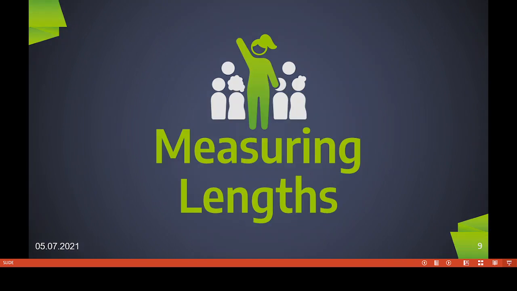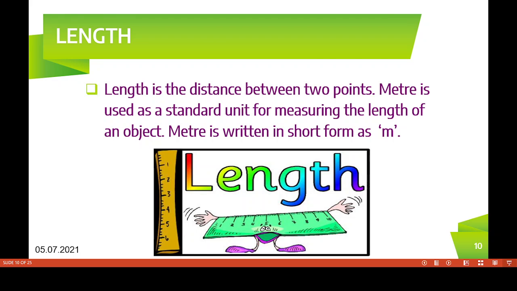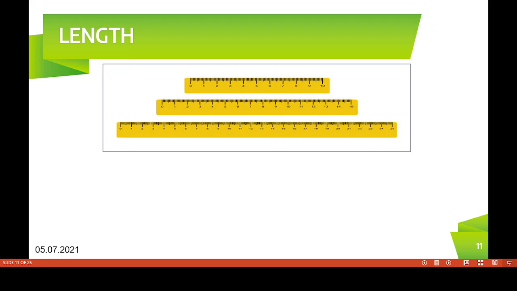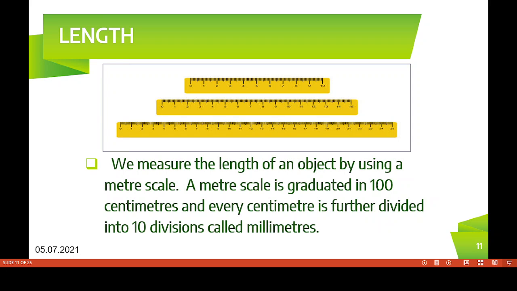Measuring length. Now we have to see the definition of length. Length is the distance between 2 points. Meter is used as the standard unit for measuring the length of an object. Meter is written in short form as m. Have you seen this? Yes, this is a meter scale. We measure the length of an object by using a meter scale.